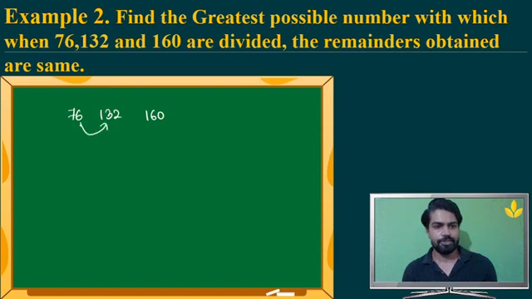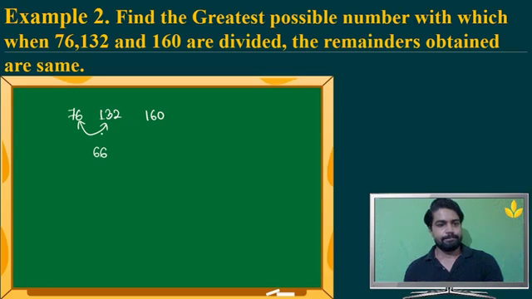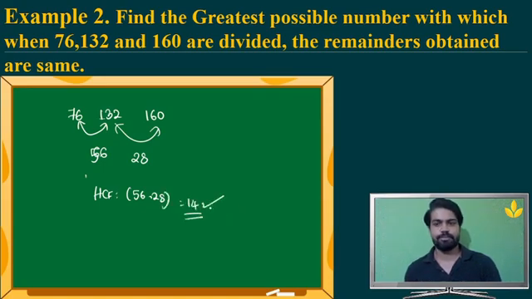We see the differences. So what is the difference between them? The differences between them are 56 and 28. So we take the HCF of these, so it's going to be the HCF of 56 and 28. It's very visible, the HCF is 14. So the answer for the question is 14.